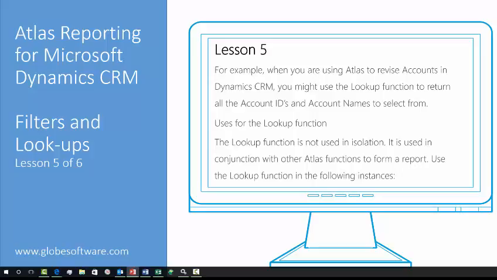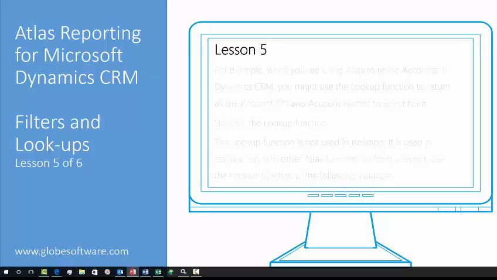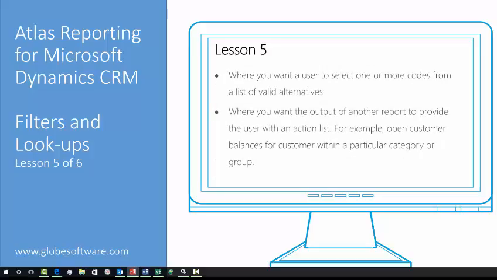Uses for the lookup function. The lookup function is not used in isolation. It is used in conjunction with other Atlas functions to form a report. Use the lookup function in the following instances: when you want a user to select one or more codes from a list of valid alternatives.